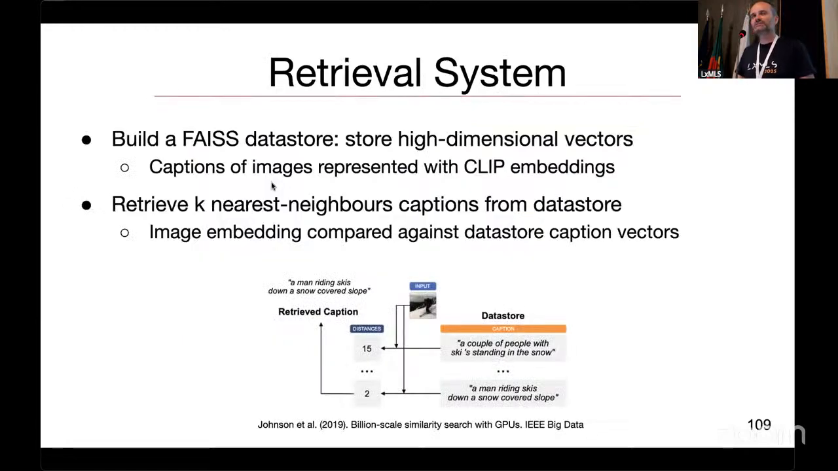Our retrieval system was based on a FAISS data store where we stored high-dimensional vectors, and the captions of the images were based on CLIP embeddings. And we tried to retrieve those k-nearest neighbors of the captions, not of the multimodal data, just the captions directly, obviously without retrieving the captions of the target images we were working on.